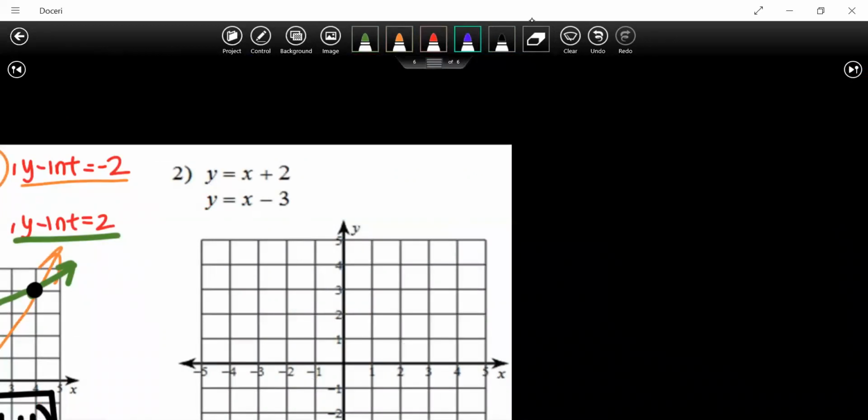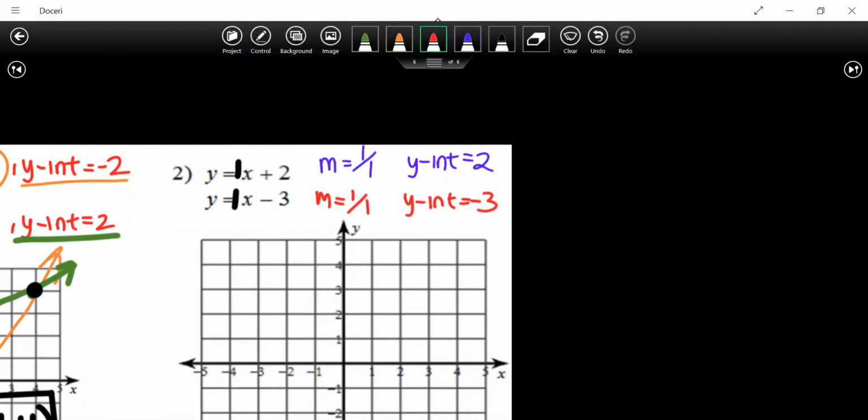We want to identify the slope first. Slope and intercept. So slope. If there's no value in front of the x, what can we always assume it to be? What is it? 1. So I'm going to put 1s in front of those so you guys can see them. My slope is going to be 1 over 1. Y-intercept will be 2. My other one is going to be a slope of 1. Y-intercept would be -3.